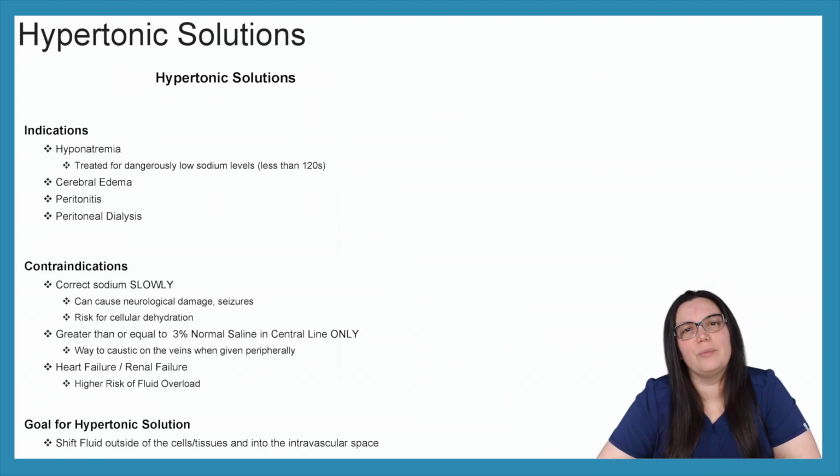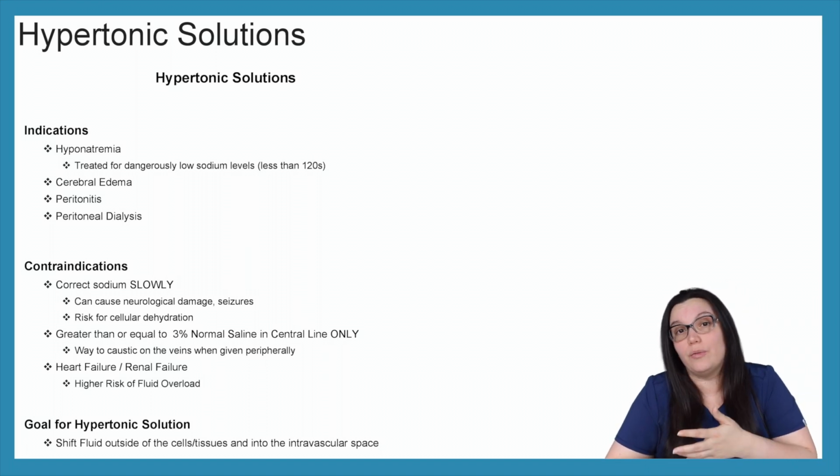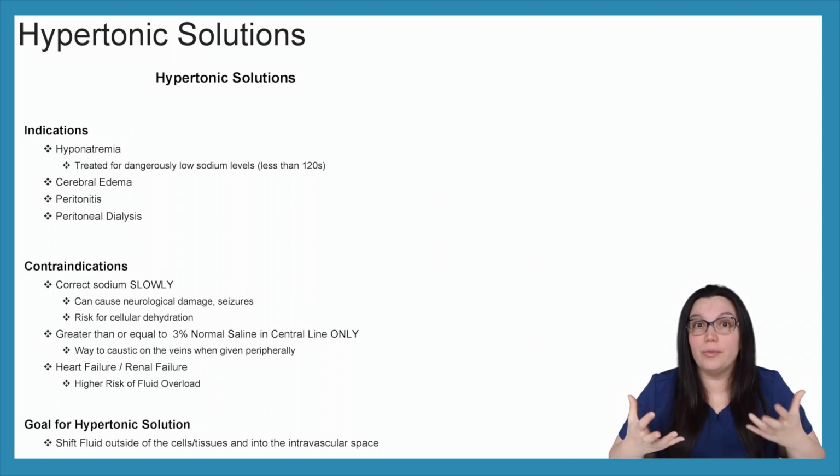So let's talk about some reasons why we would give hypertonic solutions. One of the indications would be with hyponatremic patients. So if we've got dangerously low sodium levels, usually less than 120, say we've got someone with a sodium level of 110, normal being 135 to 145, that could be a major problem, right?